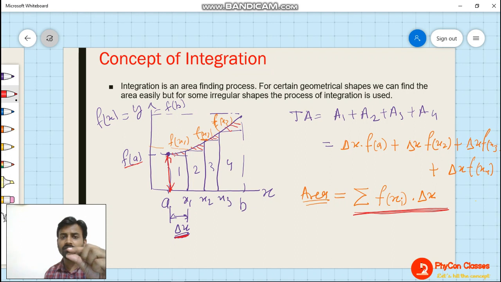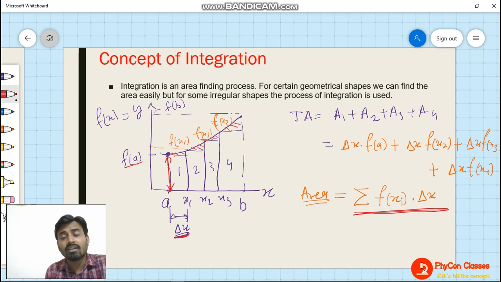Find the functional value multiplied with delta x. That is it. Functional value multiplied with delta x. So you can do this thousands of times. Can you do it? Here only 4 rectangles are there, so you can easily calculate. If I take 100 rectangles in between, the calculation will be difficult.